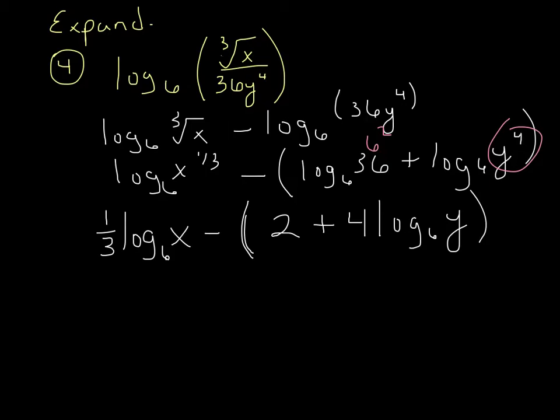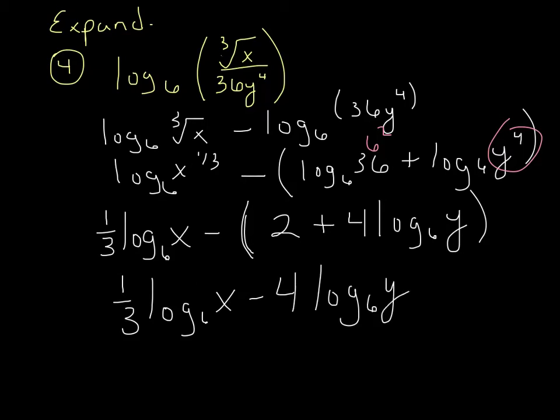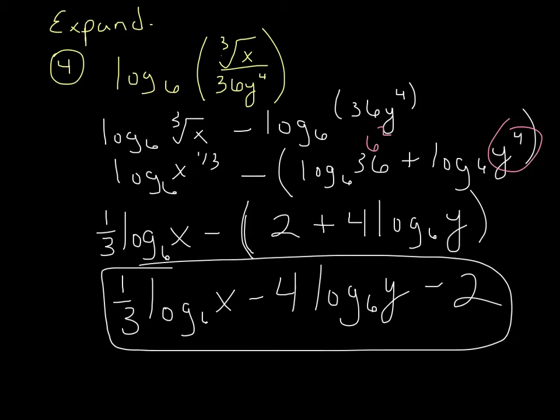Okay. So now I've got all of my properties taken care of. I just need to now distribute the negative. So I have 1/3 log base 6 of x. And I'm going to put the constant at the end. So I'm going to put -4 times log base 6 of y, and then -2. And all I did there was 2 is a constant, so we put the -2 at the end because our constants are generally going to be our last terms. And this is the expanded version of this complex looking log up here. It breaks it down into much simpler pieces.